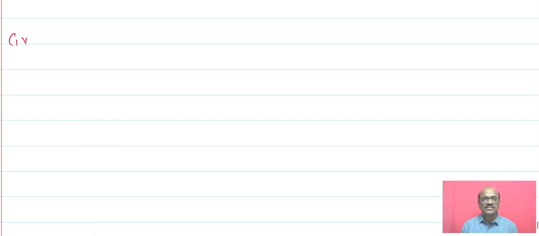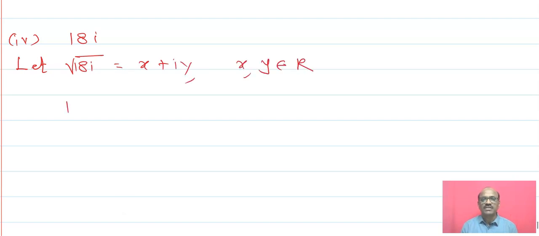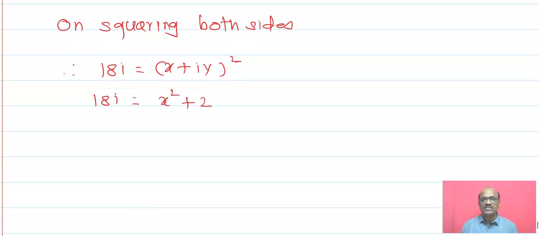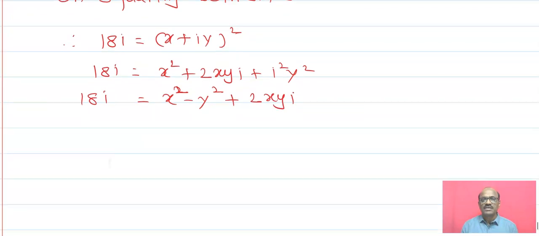Now next is the fourth one, 18i. 18i is equal to x plus iy, where x and y belong to the set of real numbers. On squaring both sides, you will get 18i is equal to x plus iy bracket square. 18i is equal to x square plus 2xyi plus i square y square, that is x square minus y square plus 2xyi.